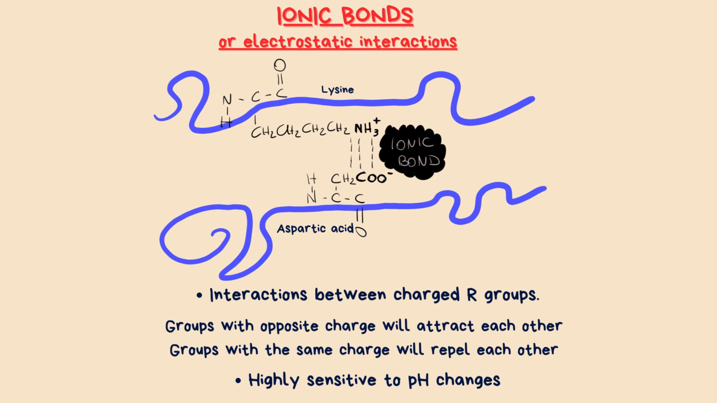What's interesting about ionic bonds is that they can act over longer distances compared to many other non-covalent interactions, but they are also highly sensitive to pH changes. If the pH shifts significantly, the charges on the groups involved can change, disrupting the bonds and contributing to protein denaturation.